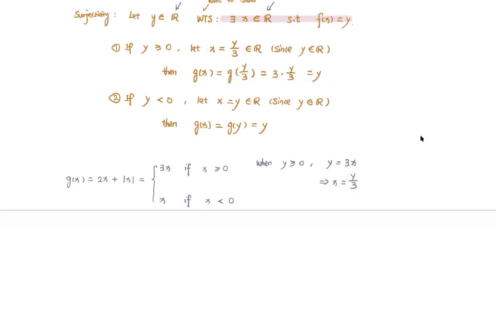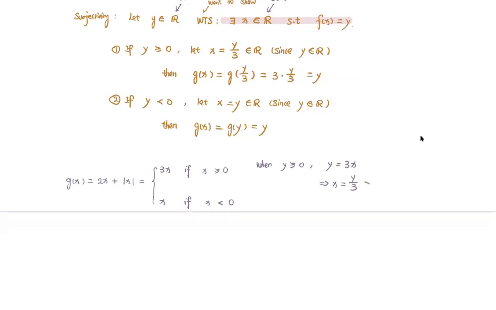And then how did I get this? Because y over 3 is positive, so that's when you have this case. Okay, this is positive, which means your y equals 3x. You plug it back in, which will give you back y.